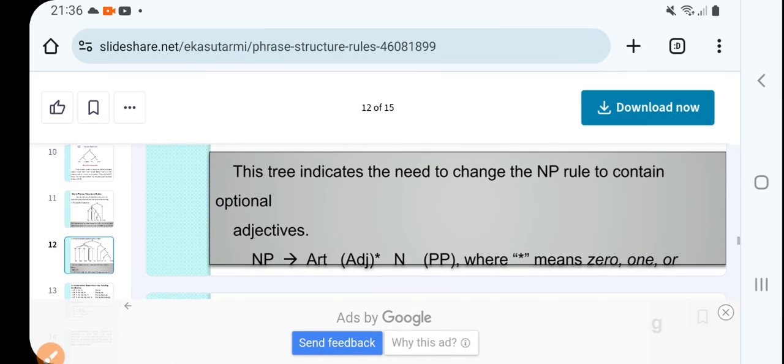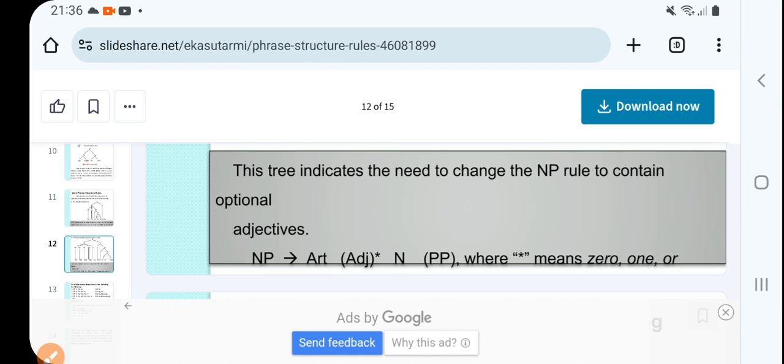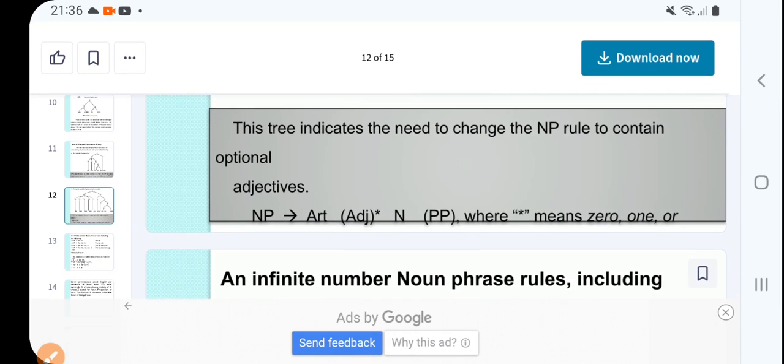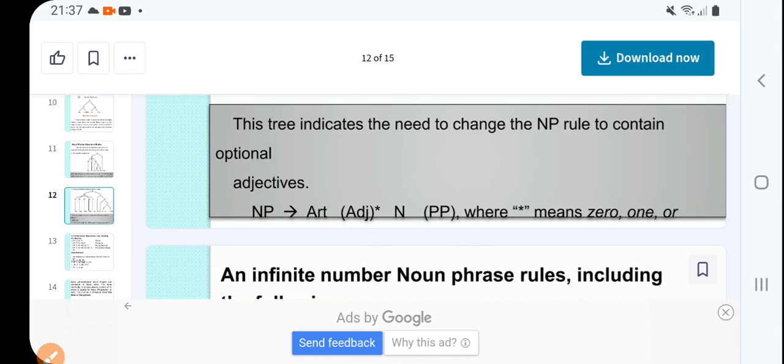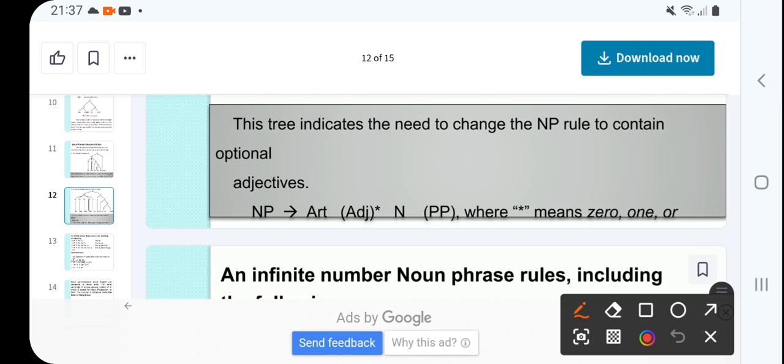Okay. The tree indicates the need to change the NP rule to contain an optional element. That is, the tree indicates the need to change the NP rule to contain optional. Why? Because what is the NP rule? That's an article or determiner and noun. But then optional, why? Because an adjective is also there, right? Noun phrase, article, noun, and prepositional phrase, meaning 0 or 1. So it can be 0, meaning sometimes a prepositional phrase will be there in the noun phrase, sometimes it is not, right?